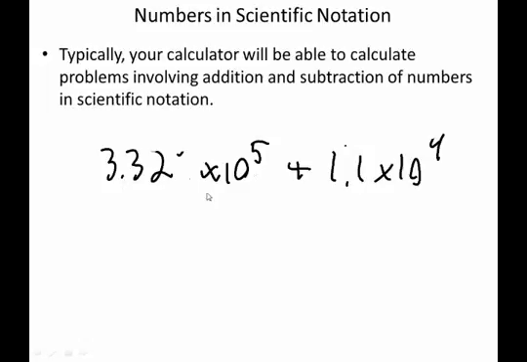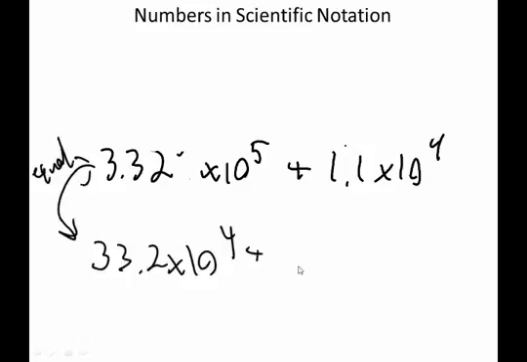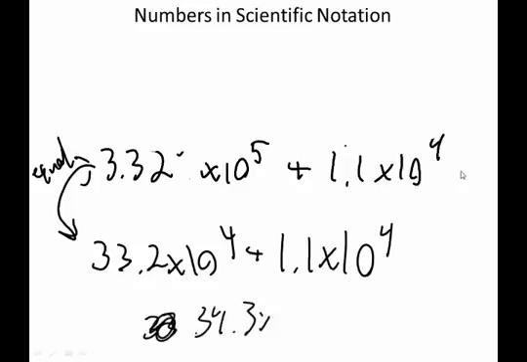So, 3.2 times 10 to the 4th. I want you to understand these things are equal. Plus 1.1 times 10 to the 4th. So what we get now is when these exponents are matched, you can just add like you normally would. 34.3 times 10 to the 4th.